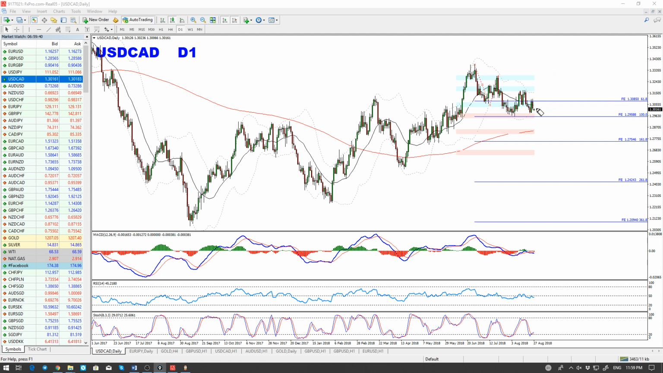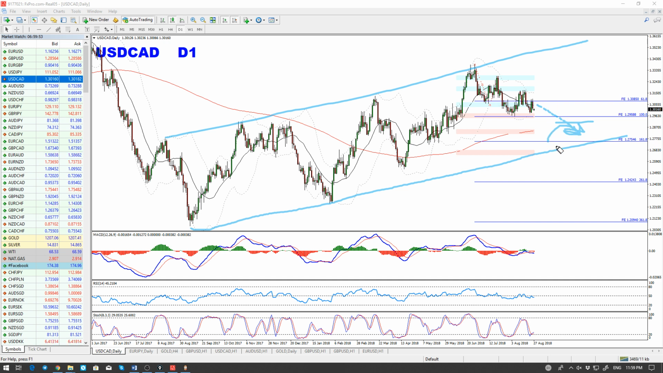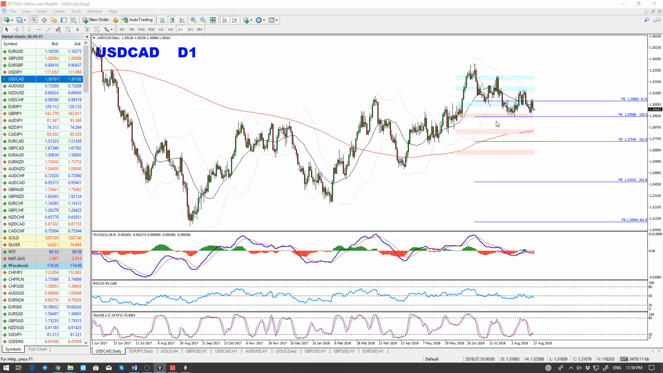But the way I see that, the chances for that are, first of all, to get closer to 128, 127, the bigger trend line as well inside the channel, and from there skyrocket. So for me, dollar CAD short term remains bearish.